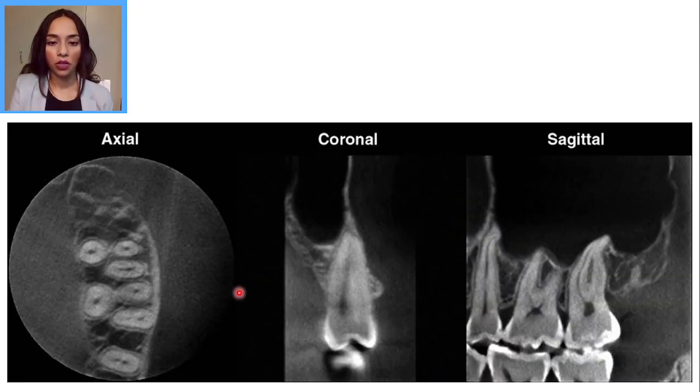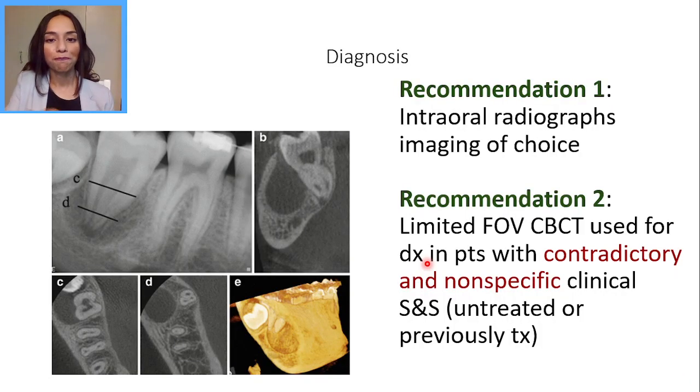This is just a quick snapshot of the three different views that can be used. We have the axial view, the coronal view, and the sagittal view. Obviously all these views can be used as little puzzle pieces to get a better idea of what's going on in 3D and hopefully be used as a tool moving forward.